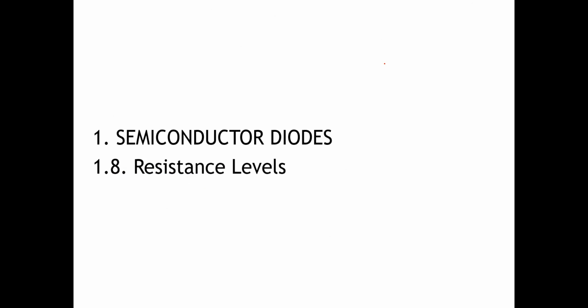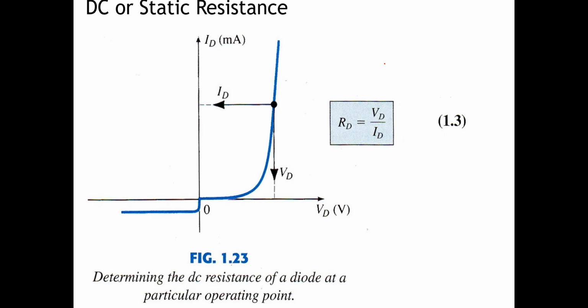And how to calculate the resistance level? We have three kinds of resistance. The first one is DC, by a simple equation. To calculate the static resistance, or DC, just put one node on the graphic of the diode characteristic like this one. This is the VD here, and this is the ID here. So we can calculate the RD.